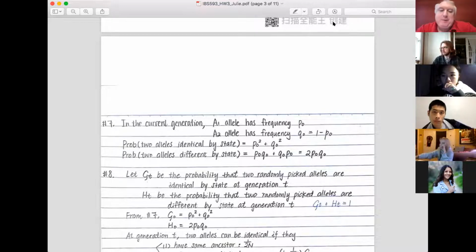Yeah. If you pick without replacement, the formula becomes a little more complicated. In fact, it may actually end up looking like something like heterozygosity next generation or last generation. It'll be a slightly more complicated formula. When you take a limit as 2n goes to infinity, it'll be exactly the same answer.